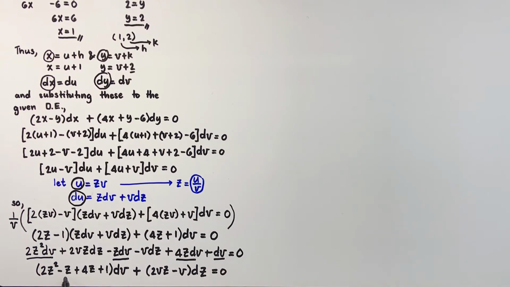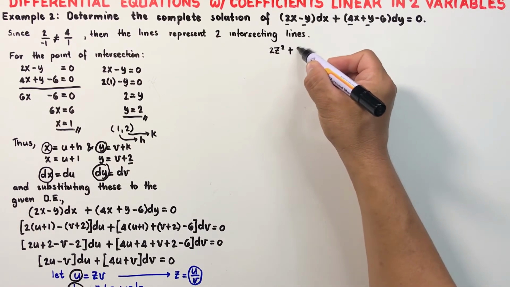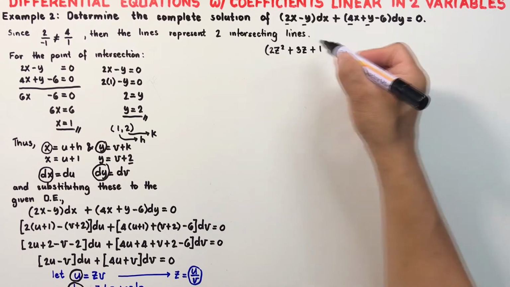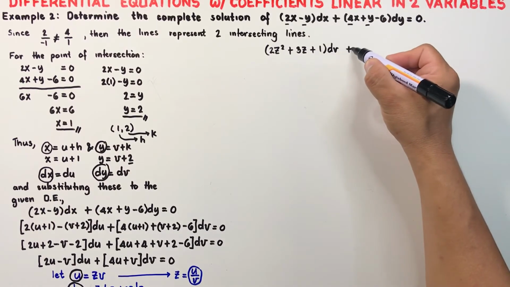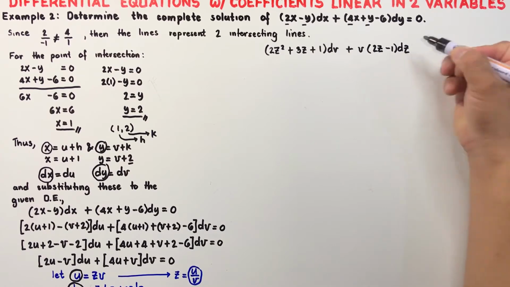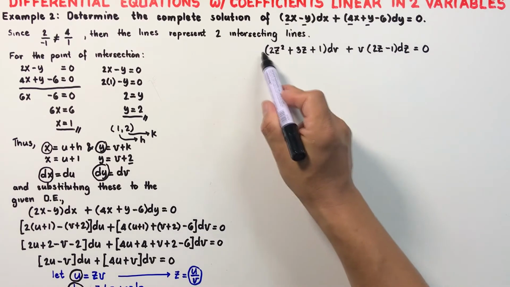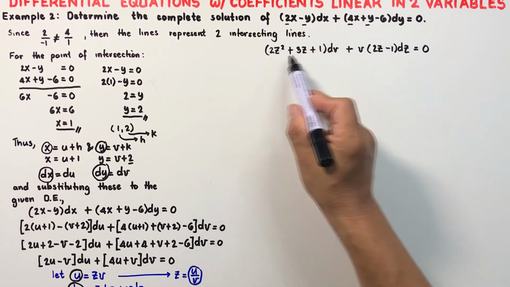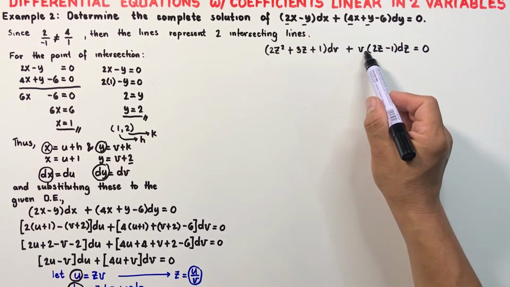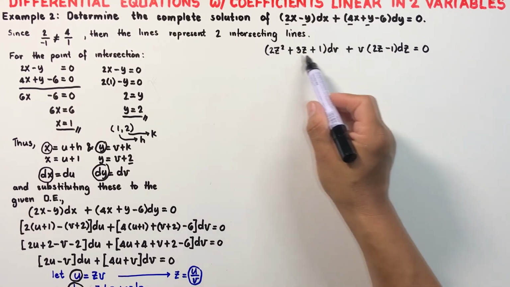So combining these two terms, because they are similar terms, we have 2z squared plus 3z plus 1 times dv plus the v times 2z minus 1 times dz, which is equal to 0 here. And we notice that this is already a separable differential equation. So we will eliminate this factor of dv because this is in terms of z, and this v because this is a multiplier of dz, so that this one will be all z's and this one will be all v's.